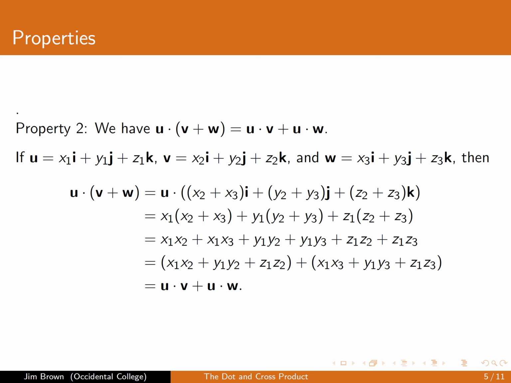And now we go ahead and distribute these things out first, and then we can reorder the terms. So take the x1x2, y1y2, and z1z2, and write those first, and then the x1x3, y1y3, and z1z3 second. We see this first term is u dot v, and the second term is u dot w.